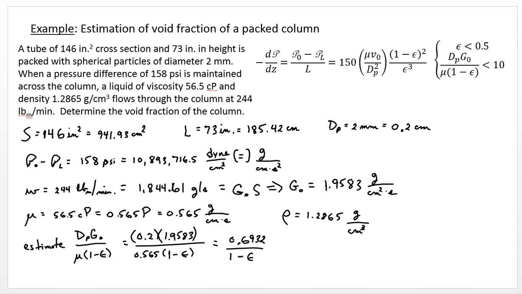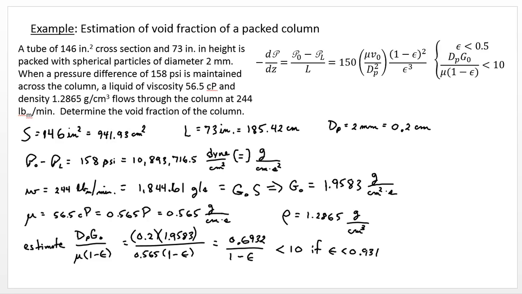Now we were asked to find epsilon, the void fraction, in this problem, so we can't substitute it in. But what we can say here is that dp g naught over mu times 1 minus epsilon is going to be less than 10 as long as epsilon is less than 0.931. And it's essentially impossible to get a void fraction of 0.931 with packing, because you wouldn't have enough stuff to hold the packing in place. There wouldn't be enough contact between the particles. And so packing is always going to be more dense than this.